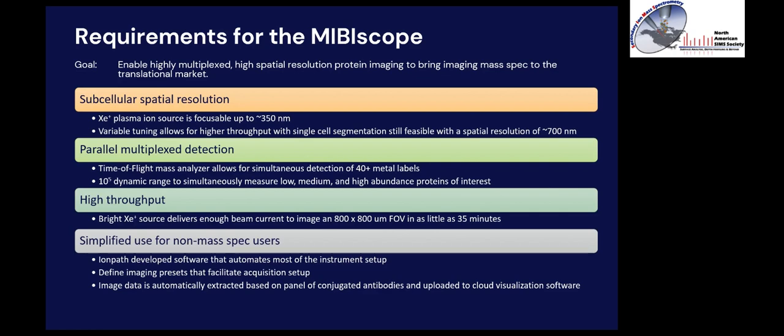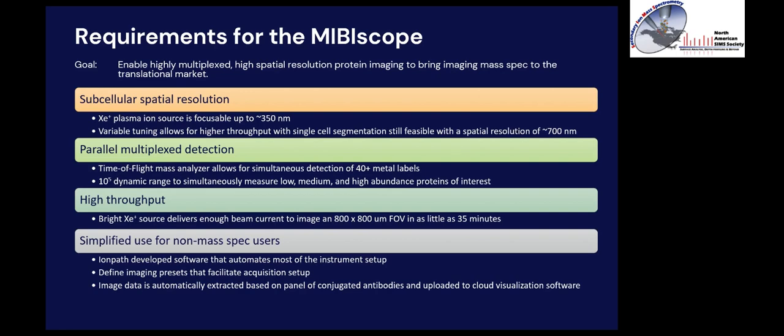Our xenon ion source is very bright, and it delivers enough ion beam current at that spatial resolution I mentioned above to image an 800 by 800 micron FOV in as little as 35 minutes. And that's really important because the market we're trying to bring this technique to is going to be doing large scale cohort studies of patient samples.